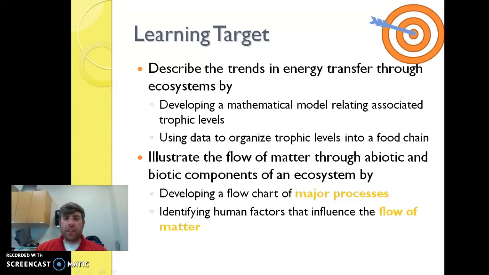It is ecology. Our two main learning targets to start with in this unit: describing the trends of energy transfer through ecosystems. So how does energy go from one level to the next? How do you get energy? How do other organisms get energy? And what happens with the nutrients and the energy that is flowing through our ecosystems.